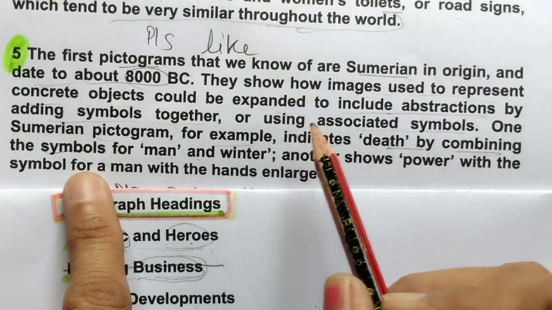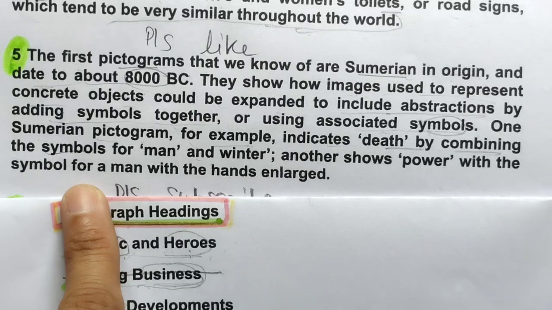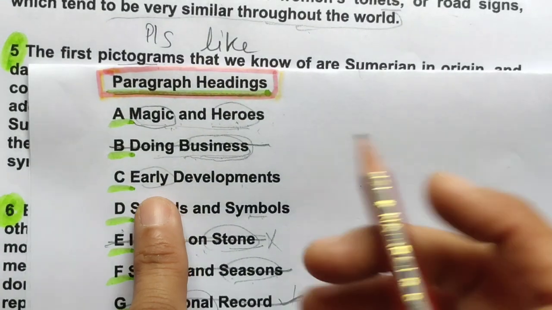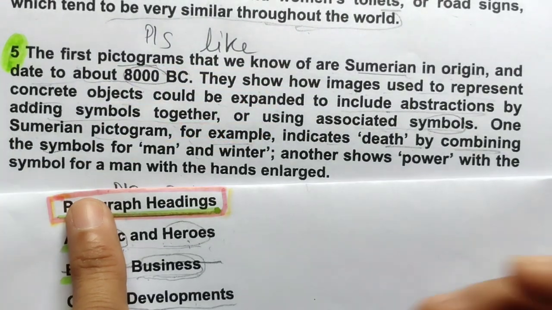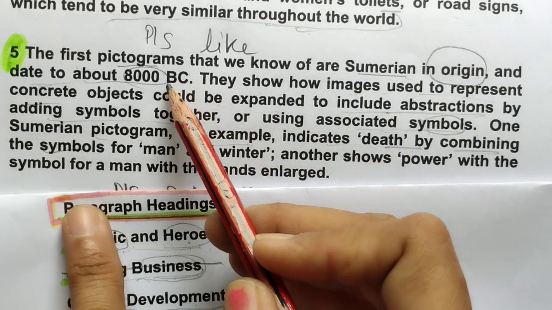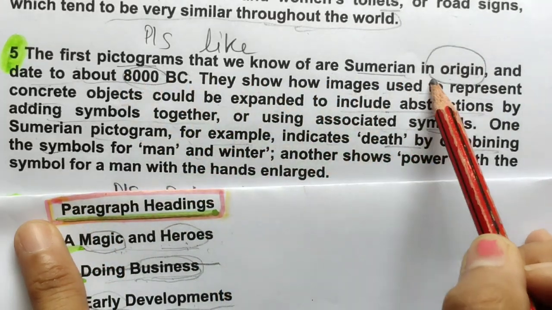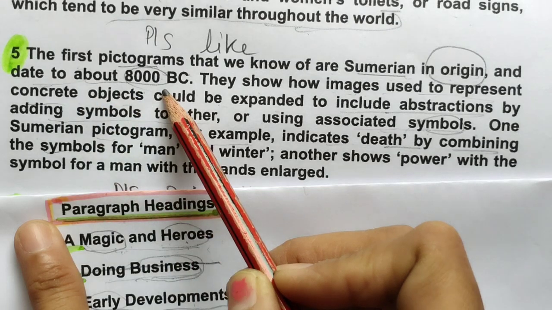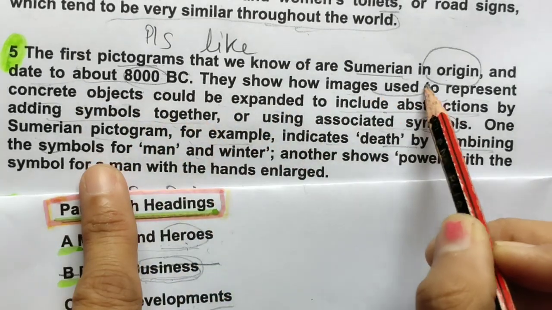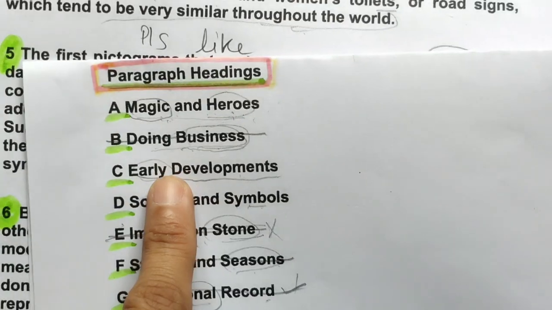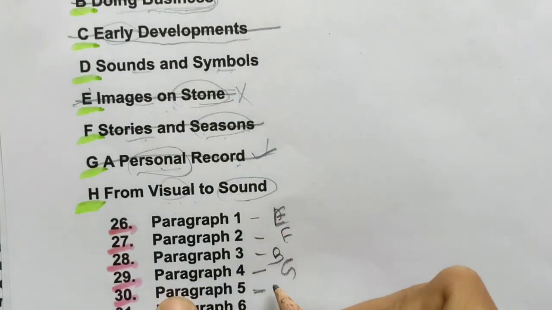Sound is missing actually. Visual, picture, images, they are talking about symbols. So I think they are talking about early development. So we will select that, because of how they have said origin, I think they are talking about this. The first pictograms that we know are of Sumerian in origin and date to about 8000 BC. How images used to represent, so definitely how images and origin. Early developments we can select. So that is 5th number, C.